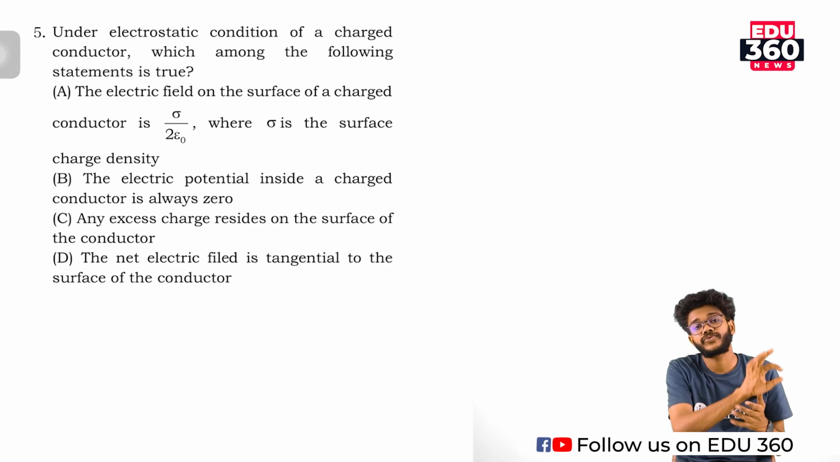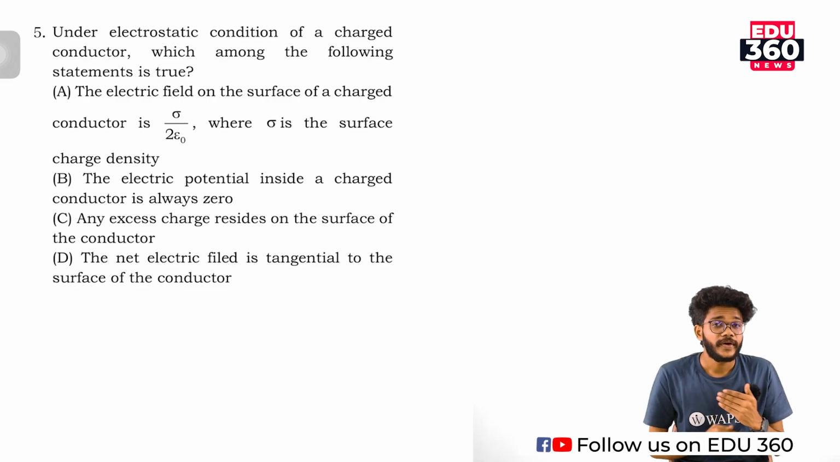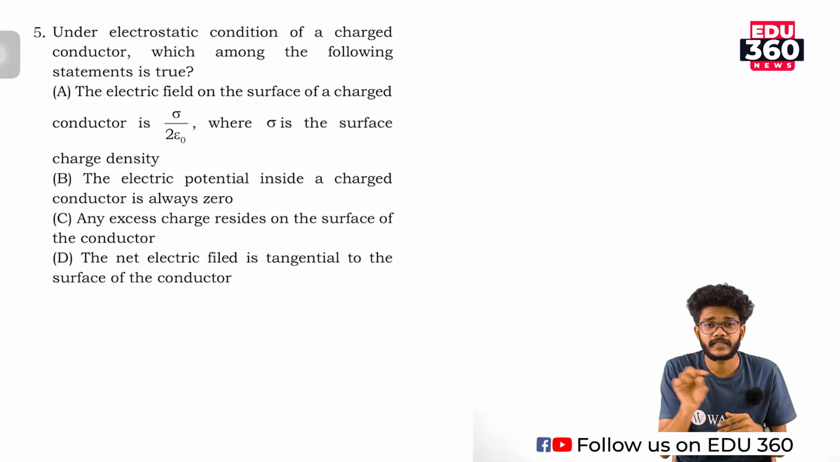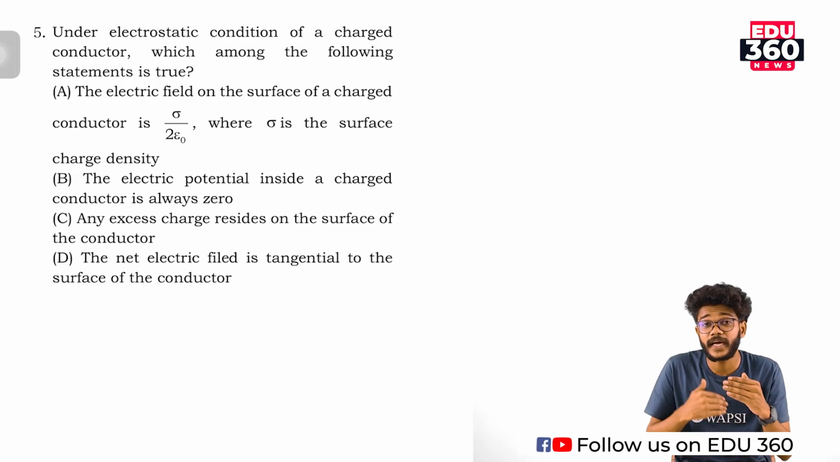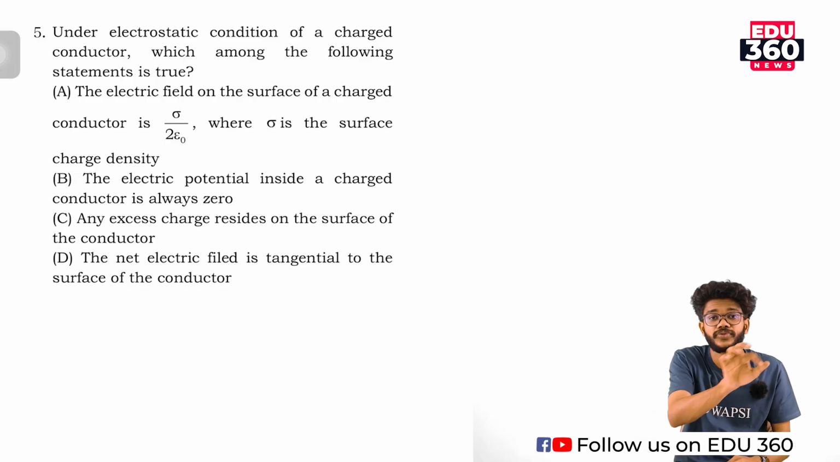Charge flows through the surface. That's why we want to increase the number of threads inside a wire. In our household wiring, the number of minute wires is increased to increase the surface area. That means we can increase the current going through the line.